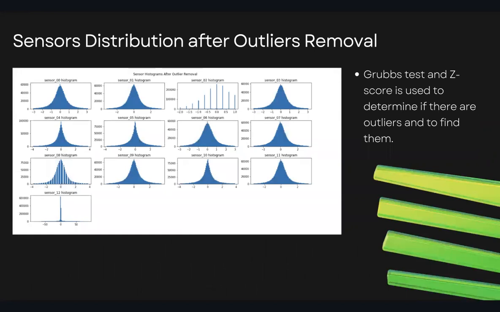We have used two things, the Grubbs test and Z-score. The Grubbs test and Z-score determine if there are outliers. They help us to find and remove them. After finding, we set a critical value in the Grubbs test, and after finding the outliers, we removed them. Now you can see most of the sensors have a normal distribution.